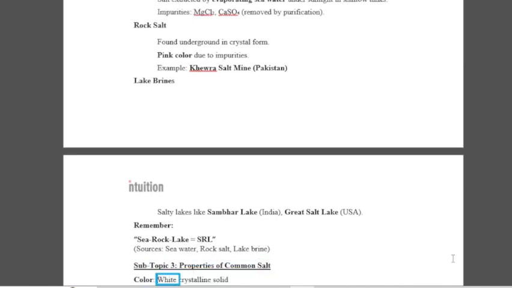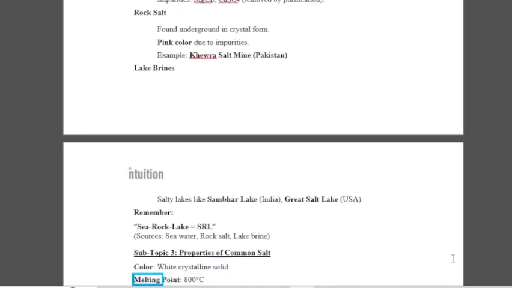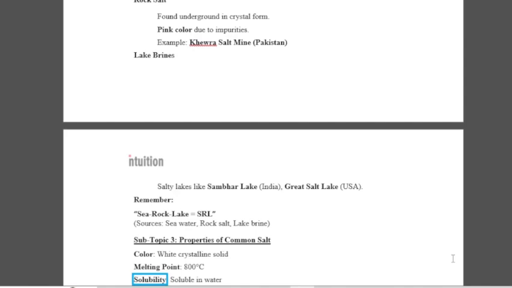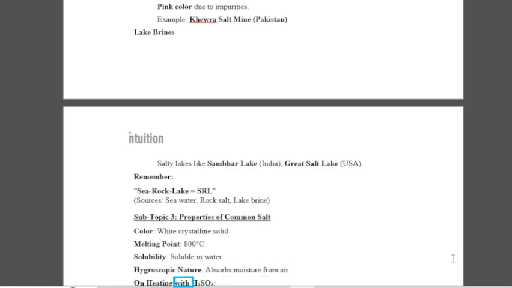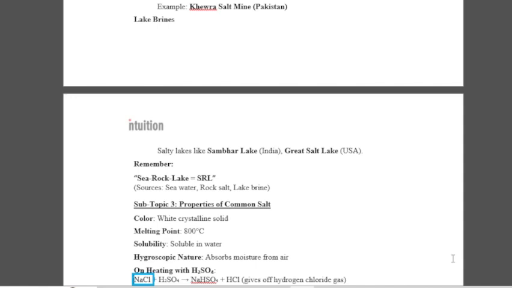Color: white crystalline solid. Melting point: 800 degrees C. Solubility: soluble in water. Hygroscopic nature: absorbs moisture from air. On heating with H2SO4, NaCl plus H2SO4 gives NaHSO4 plus HCl, which gives off hydrogen chloride gas.